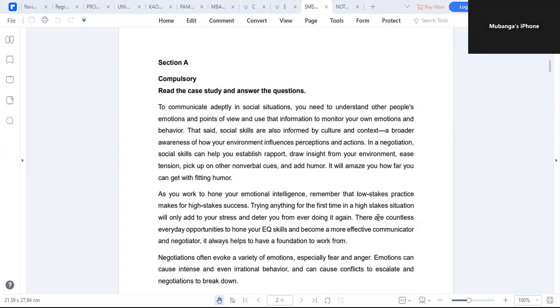negotiator. It also helps to have a foundation to work from. Negotiations often invoke a variety of emotions, especially fear and anger. Emotions can cause tension, irritation, and cause conflicts to escalate and negotiations to break down.